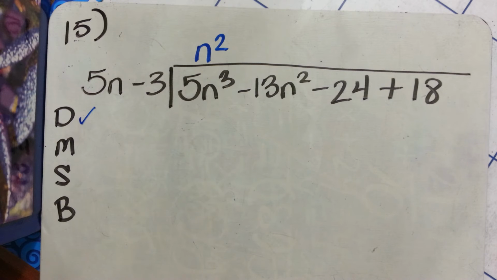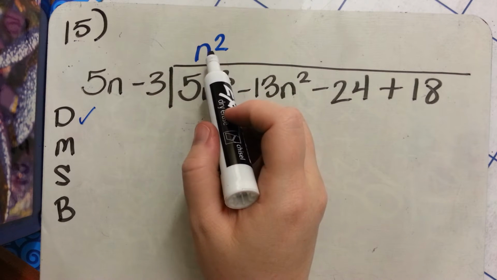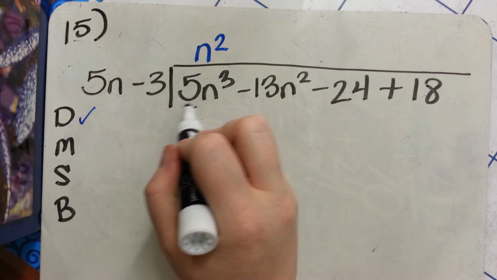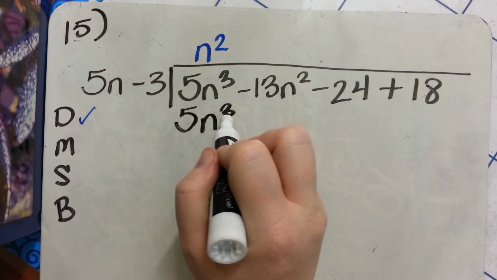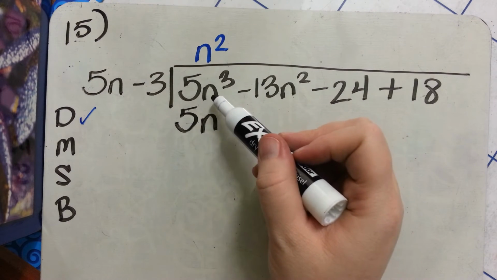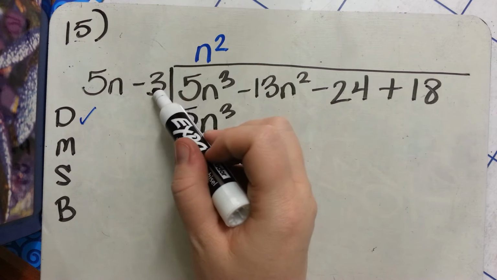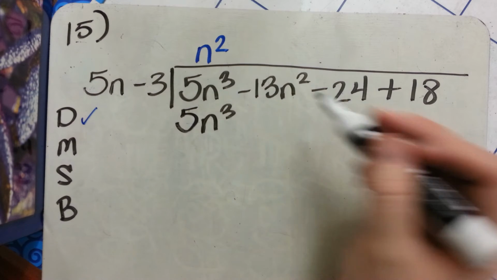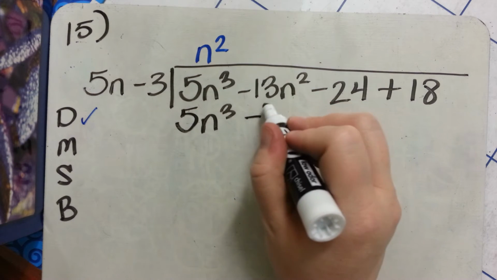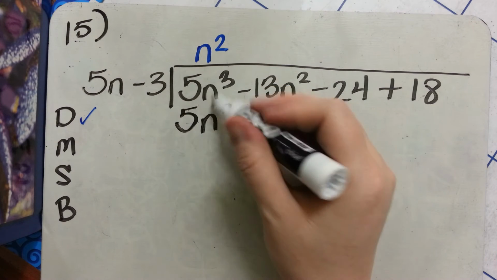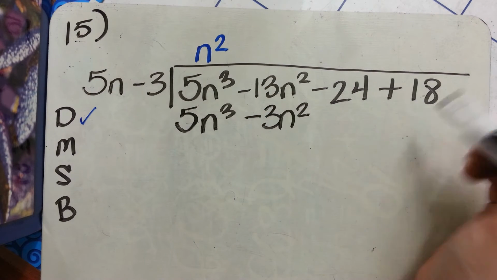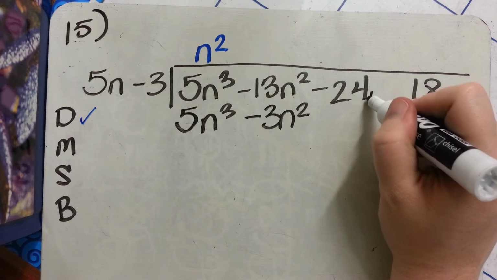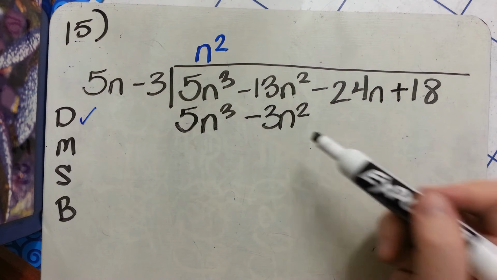Okay, now we're going to multiply. So when we multiply, we're going to be multiplying n squared times 5n, which gives us 5n cubed. Okay, and you will always be creating this first term. Now I have a second term here, so I'm still going to multiply n squared times negative 3 and put it over here as negative 3n squared. Notice I'm lining up my like terms, and you'll want to do that throughout. This should have been a 24n. Let me fix that. Okay?